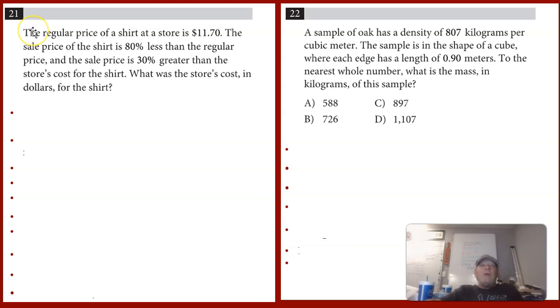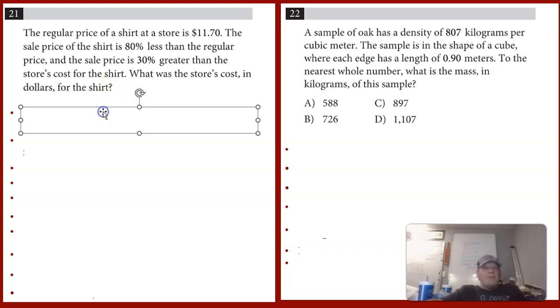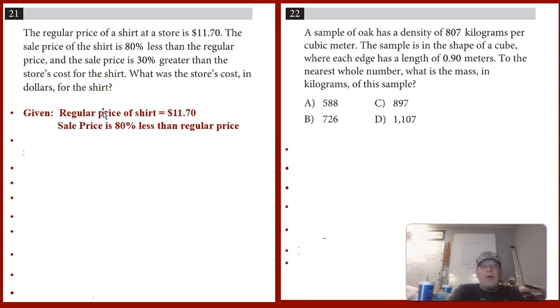Problem 21, the regular price of a shirt at a store is $11.70. That is what the regular price is without any discount. It's on sale, 80% less than the regular price. So it's reduced 80%. And that sale price is 30% greater than the store's cost for the shirt. What's the store's cost in dollars for the shirt? This is an open-ended question. You have to come up with the answer, and there's several steps that you have to go through to find it.